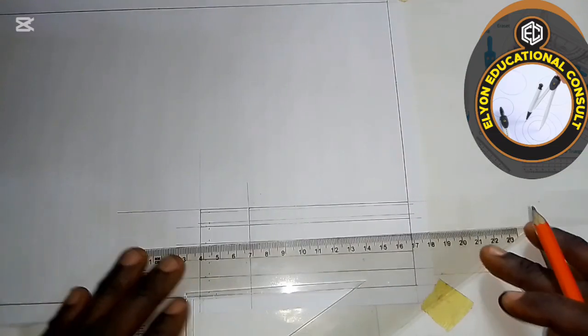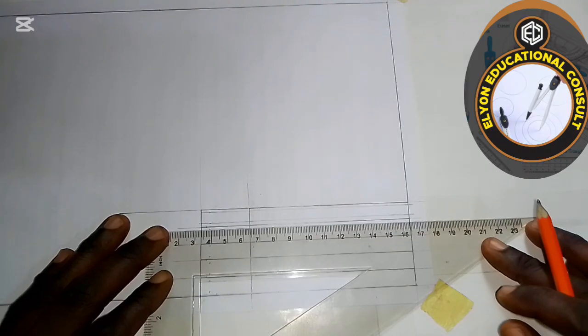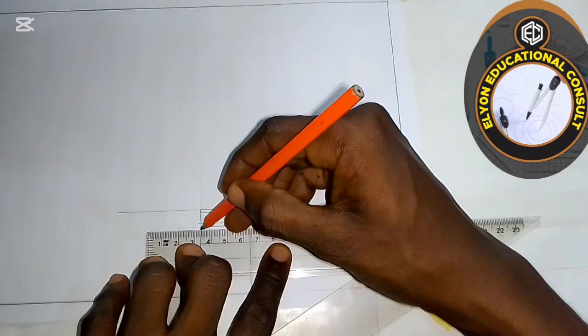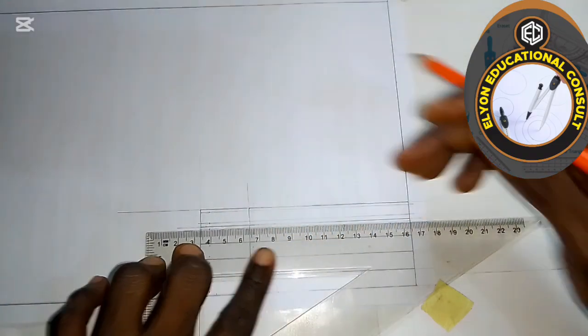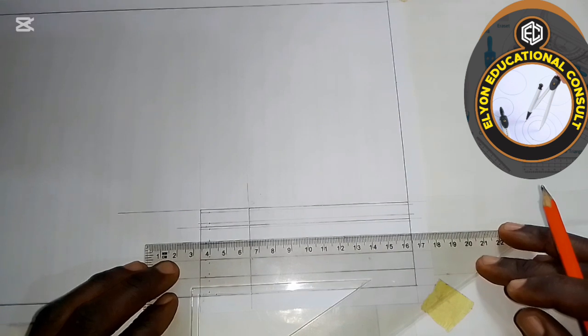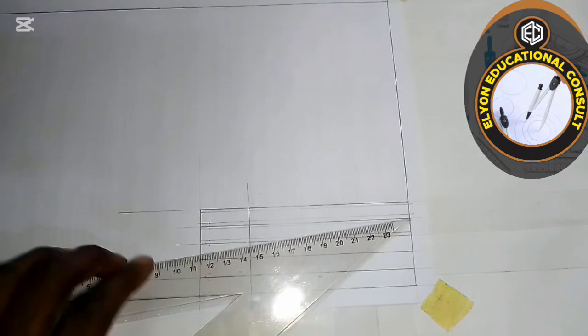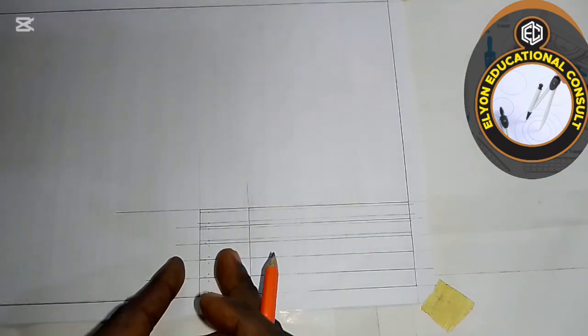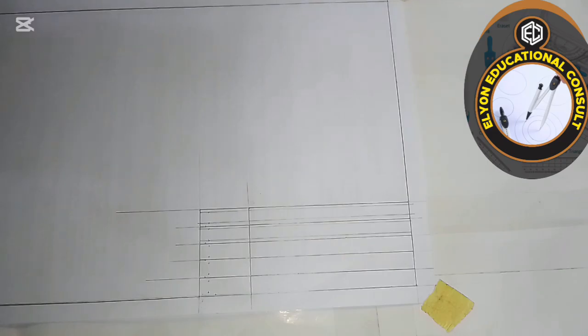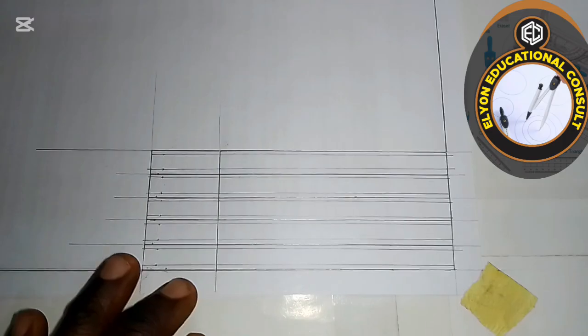Okay, then I will take for this other part like this. This way. So I hope you can see this now. I'm going to do the same throughout the drawing. So this is how the title block is going to appear. Let me zoom it so that we can see.